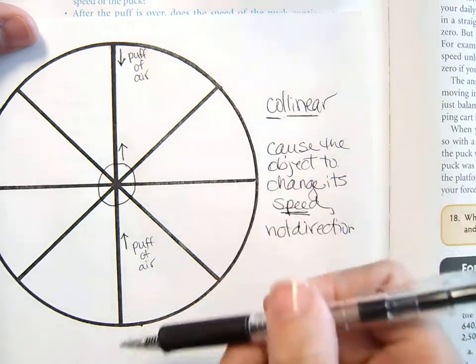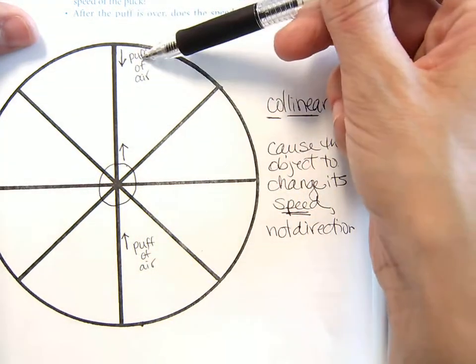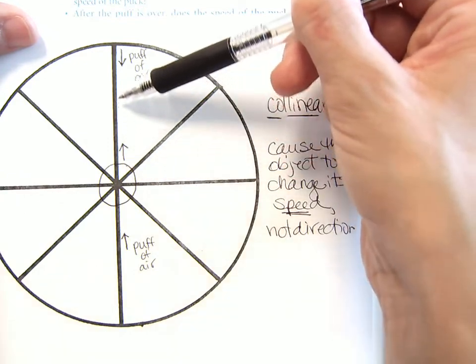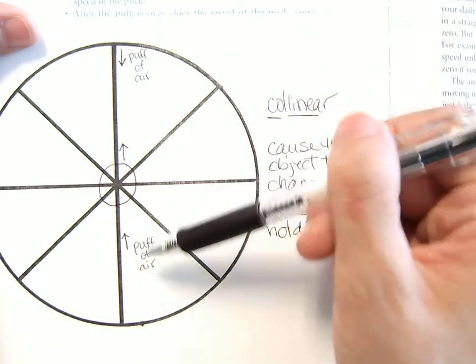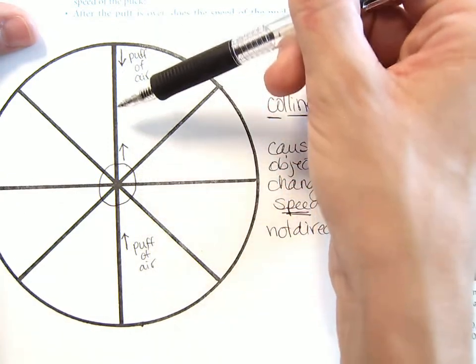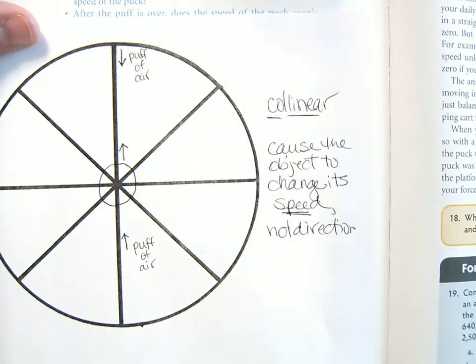That puff will keep moving in this direction. This puff of air will just serve to slow it down, but it'll still go in that direction. This puff of air will serve to speed it up, again continuing along that same line.